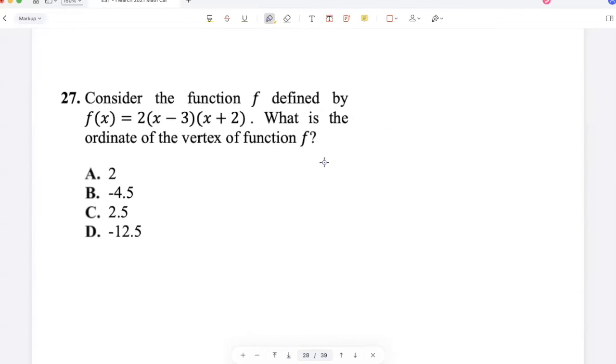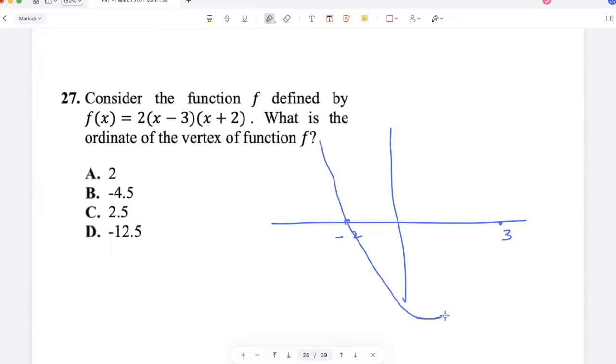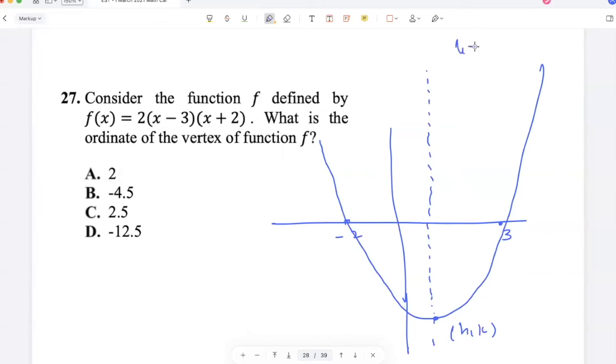Consider the function f defined by this. What is the ordinate? That's the y coordinate of the vertex of the function. Okay, so you can just see that the x-intercepts are 3 and -2. So the graph will look something like this, right? So the x coordinate of the vertex will be the midpoint of 3 and -2. So h comma k. So h will be (3 plus -2) by 2, which is 0.5.